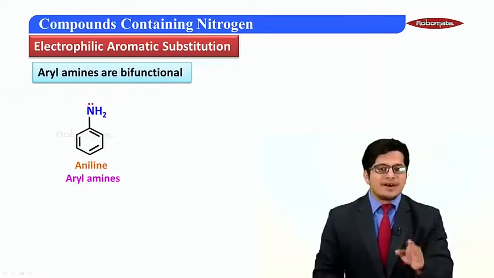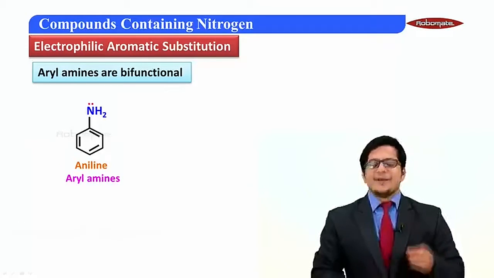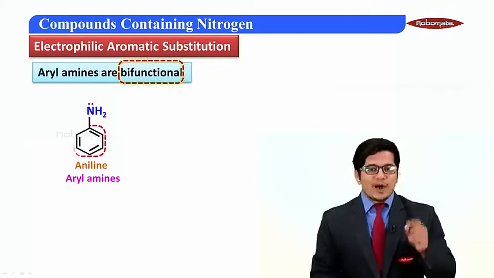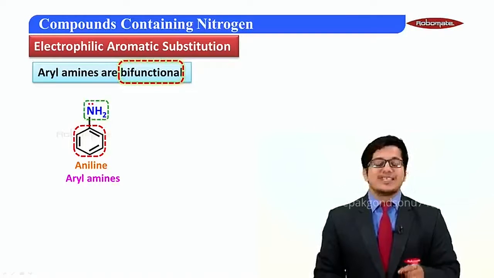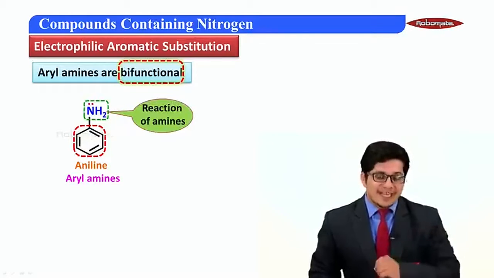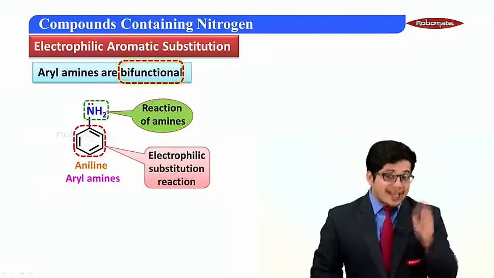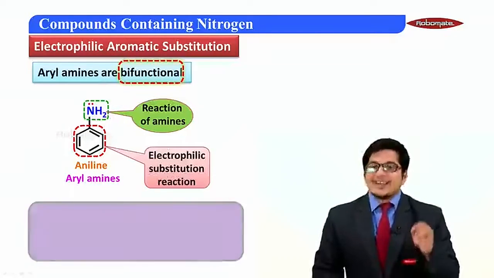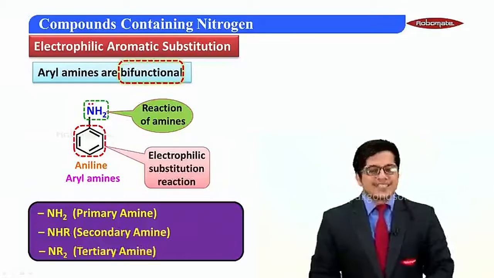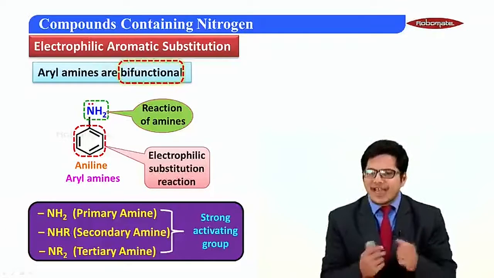Now students, remember, this compound is a bifunctional compound. What do we mean by this? Bifunctional compounds have two functional groups: one is the amino group and the other is the benzene group. The amino group would always show the reactions of an amine, whereas benzene would always go for an electrophilic substitution reaction. And we need to know that all the amines, primary, secondary or tertiary, are strong activating groups. What do we mean by a strong activating group?